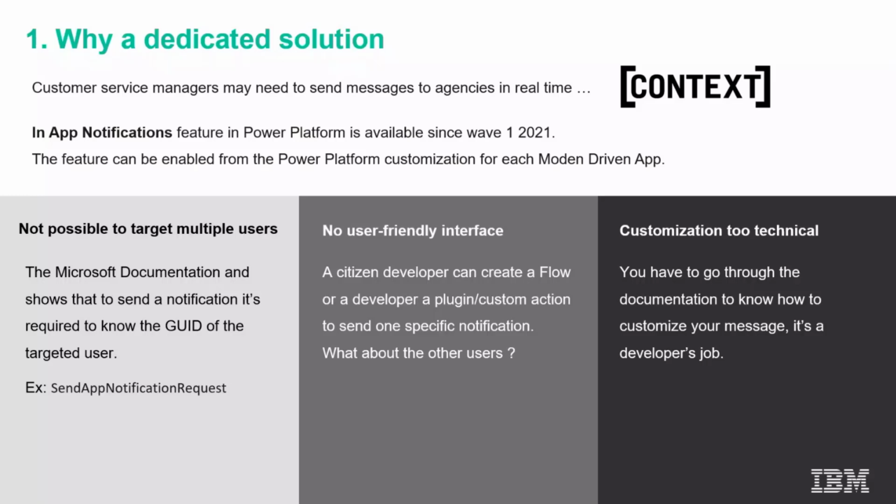Microsoft released the in-app notifications feature in Power Platform with Wave 1 of 2021. You can now send a notification to a user, but it is actually not possible to send a notification to multiple users at once. You need to know the technical GUID of the user, which can be complicated for someone who is not a developer or a citizen developer. There is no user-friendly interface to say, okay, let me send this message with this icon to this person. There is nothing like that. And the customization so far is very technical, so you need to read a lot of documentation. For someone who is not an expert, it's really not easy. So this is where the broadcast notifications solution can help you.